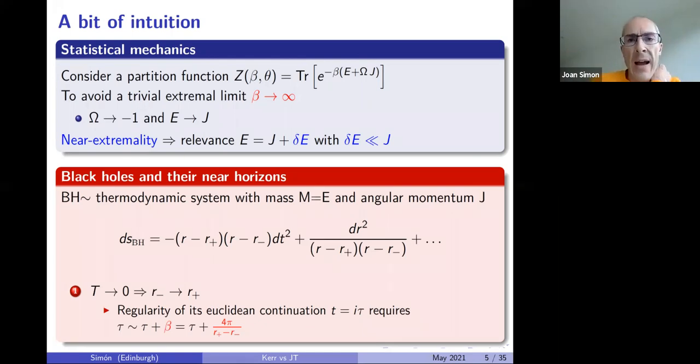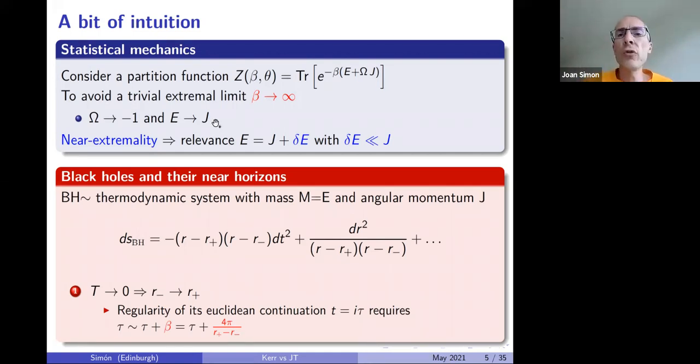So in order to achieve this, typically what happens is that the angular velocity, so the second parameter in your statistical mechanical model, hits some bound value, in this case -1, say. And then in order to keep some non-trivial physics in this limit, you need the two quantum numbers labeling your states, in this case the energy and the angular momentum, to be related. And in the example that I've written here, this would mean E equals J.